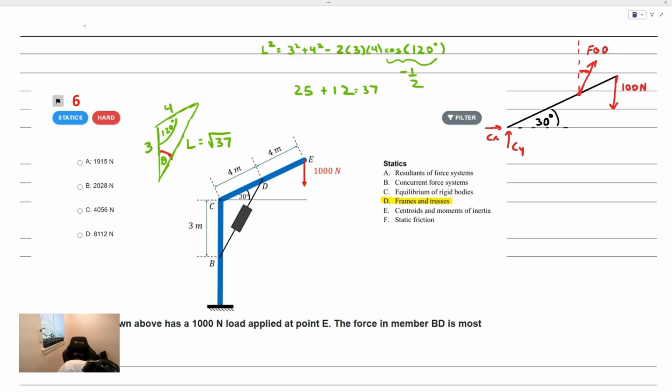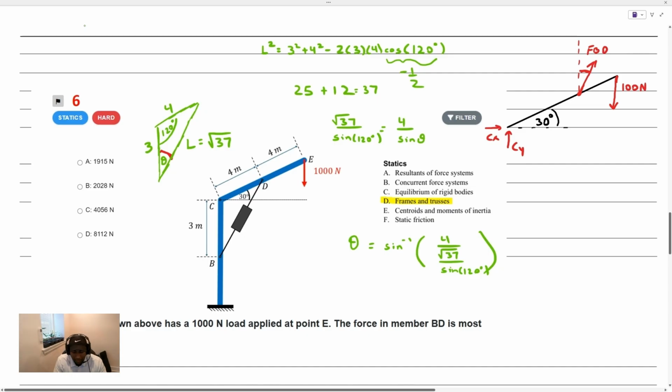If we go ahead and apply the law of sines here, we can say that's the square root of 37 divided by the sine of 120 degrees. That's exactly equal to 4 divided by the sine of theta. And we solve for theta. Theta right here is equal to the inverse sine of 4 divided by the square root of 37 divided by the sine of 120. Let's go ahead and plug that entire thing into our calculator here.